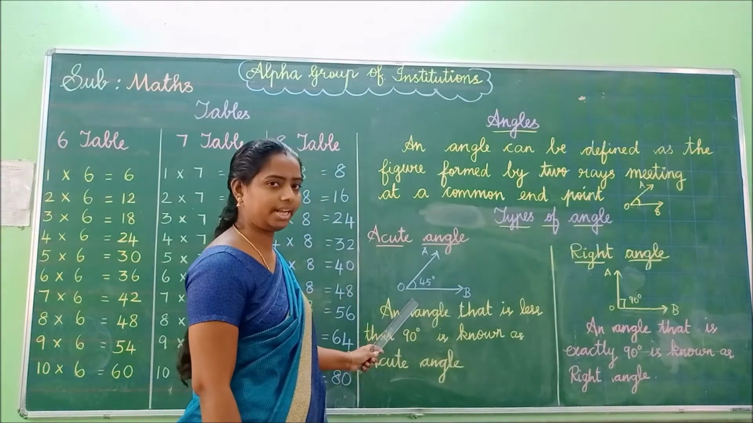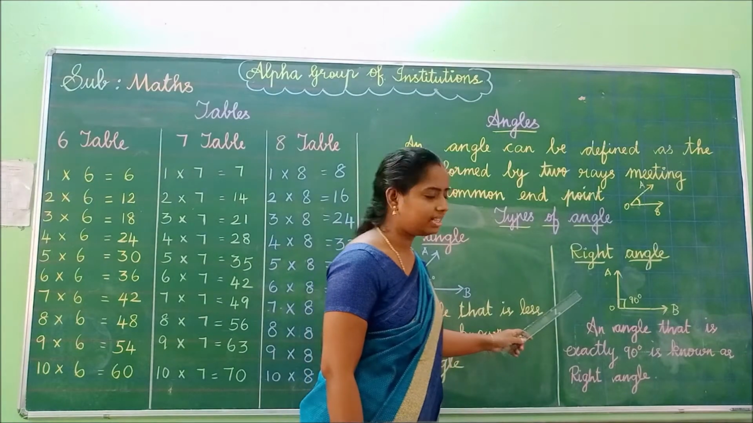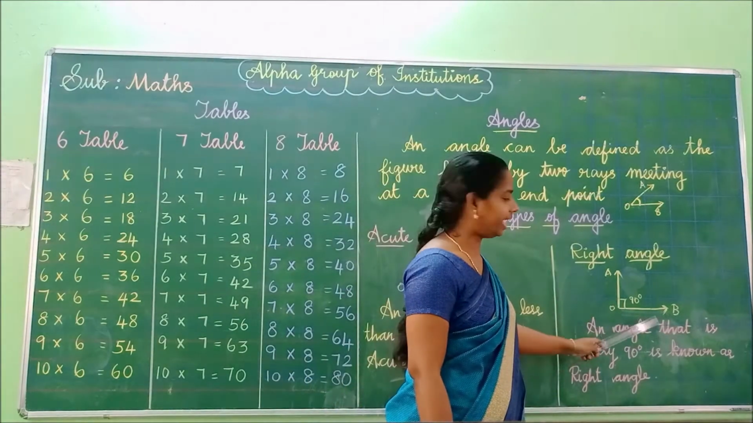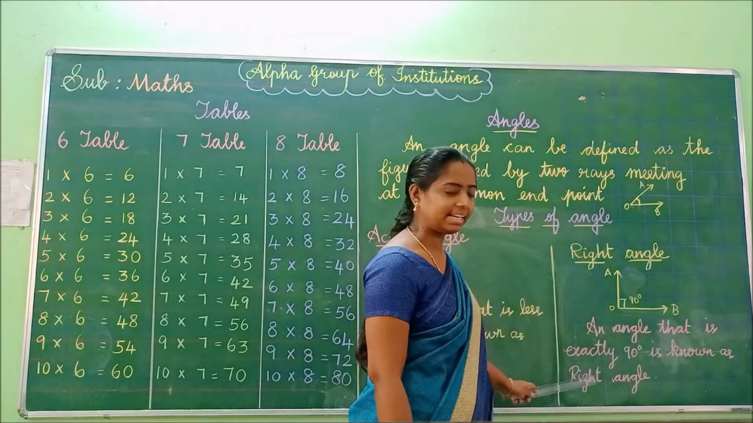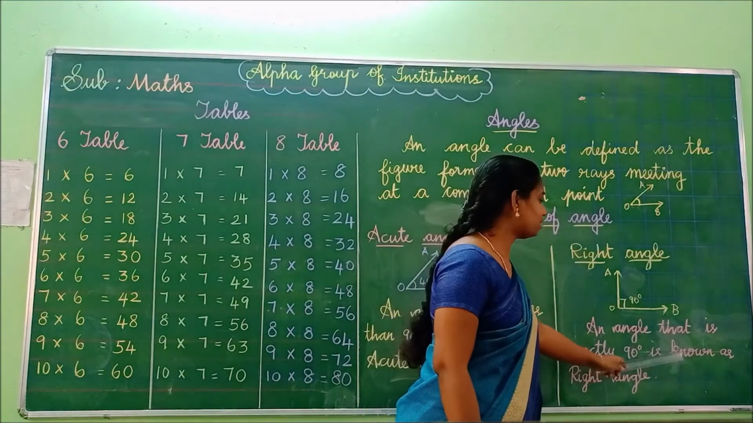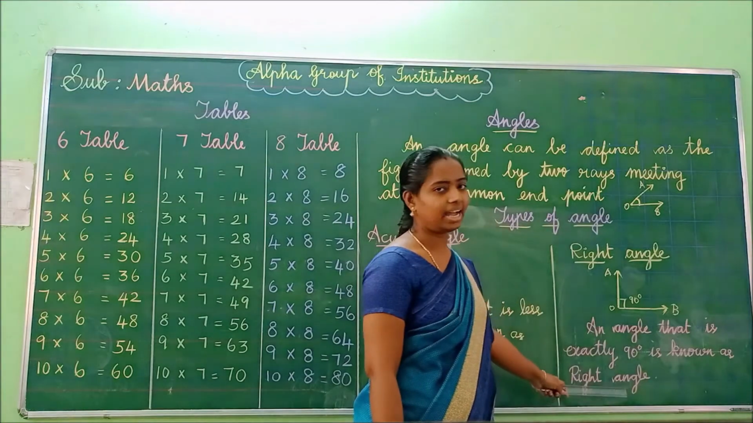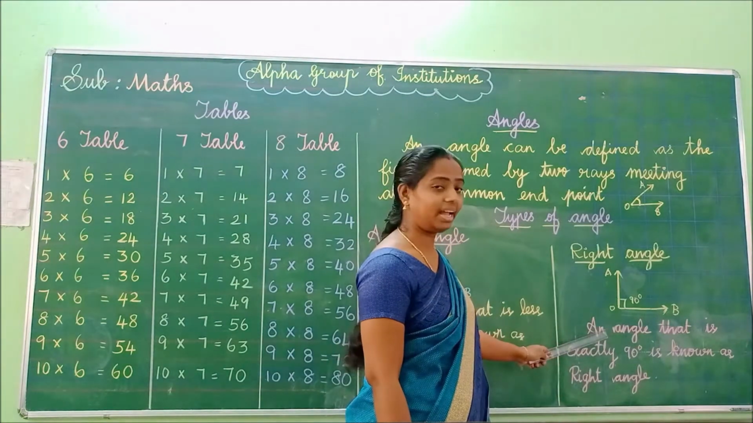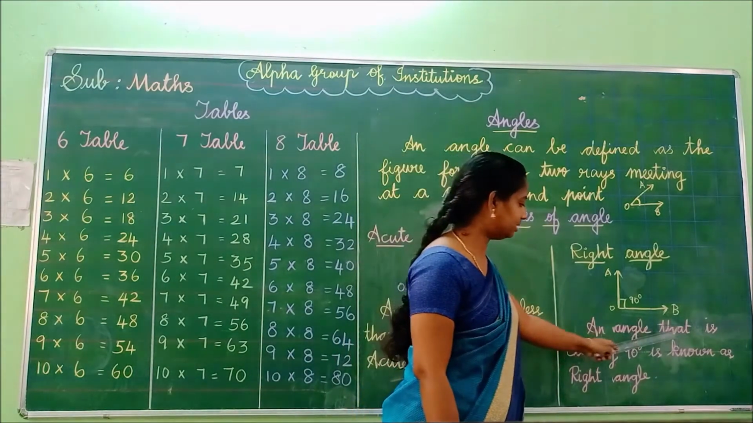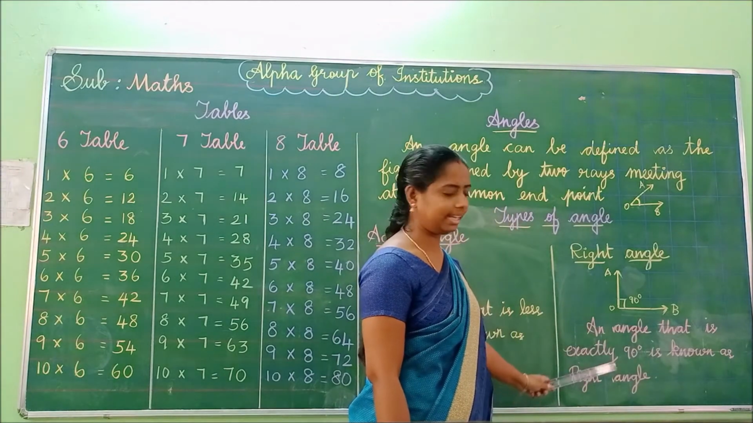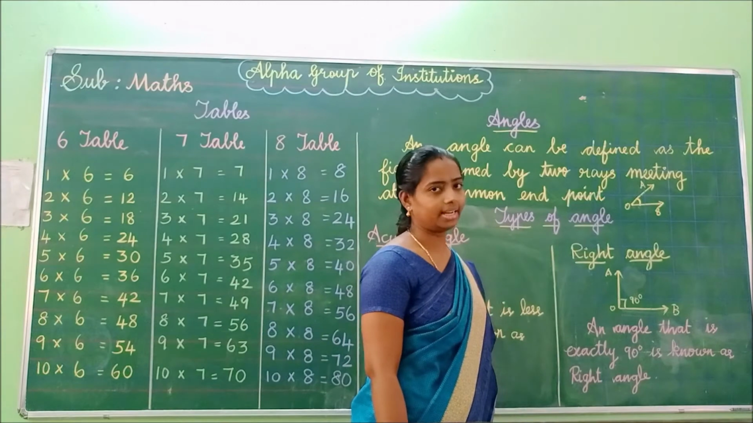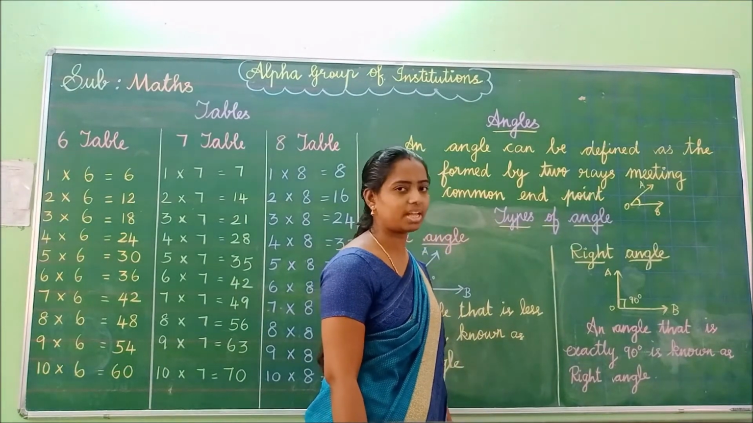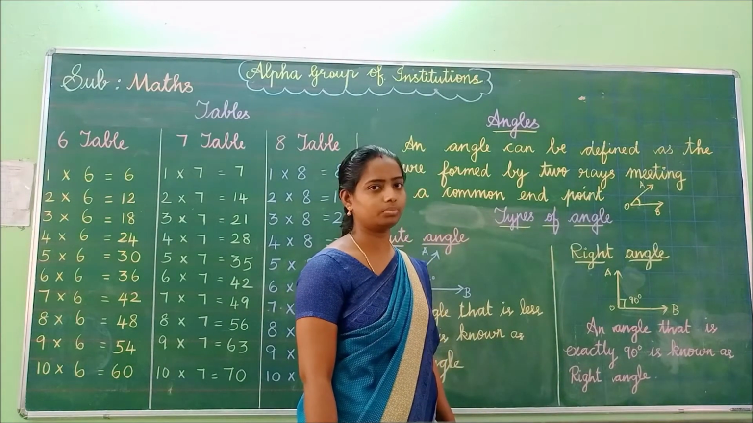Okay, children, you are clear about this, isn't it? Shall we move to the right angle? See, this is a figure for a right angle. An angle that is exactly 90 degrees is known as a right angle. Okay, children? I am repeating again. An angle that is exactly 90 degrees is known as a right angle. We are going to see about obtuse angle and straight angle now.